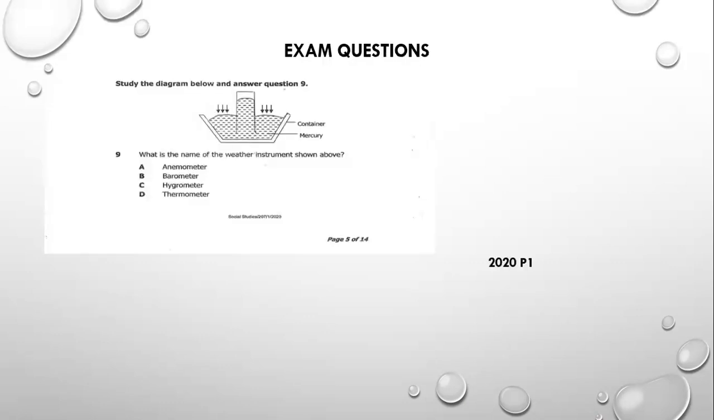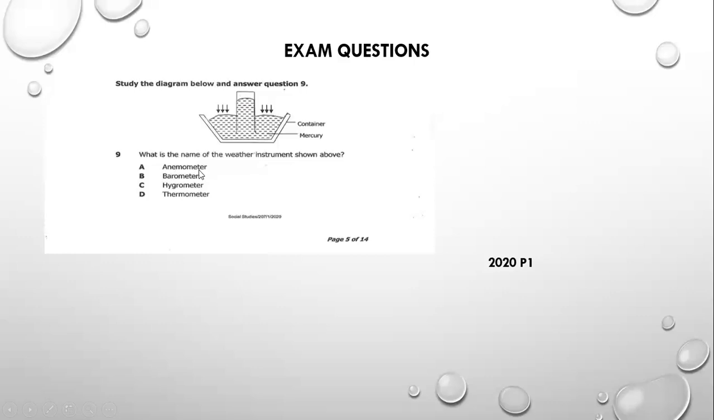Now, I'm going to take you straight into the exam questions. So this is an extract from the 2020 paper 1, social studies. Now, this is geography. Study the diagram below and answer question 9. What is the name of the weather instrument shown above? So, here we have mercury and we have a container in which mercury is, and we have pressure of air being exerted on mercury here, and we have a vacuum there. What is the name of the weather instrument shown above?